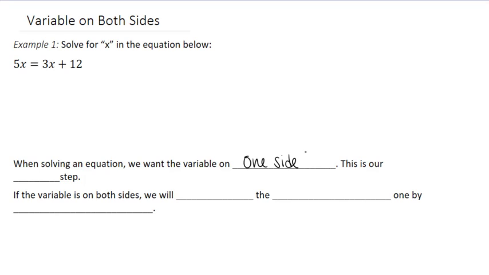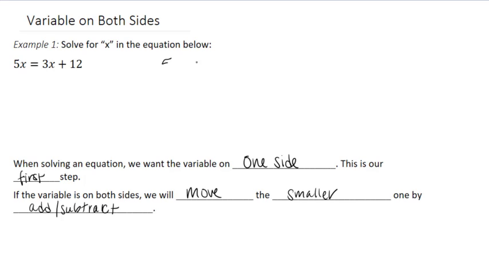This is our first step. So if the variable is on both sides, we will move the smaller one by add or subtract. So let's go and use our example to show how we do this.